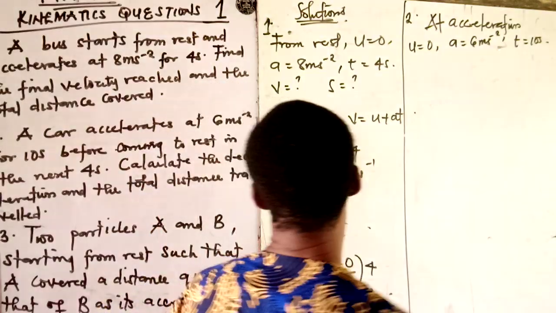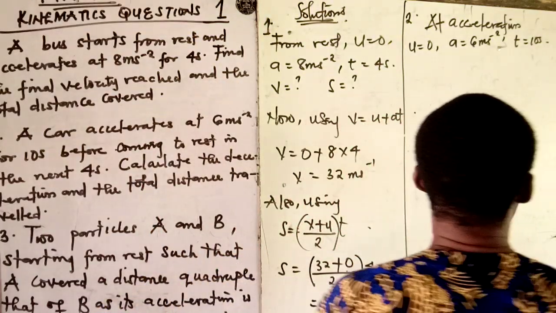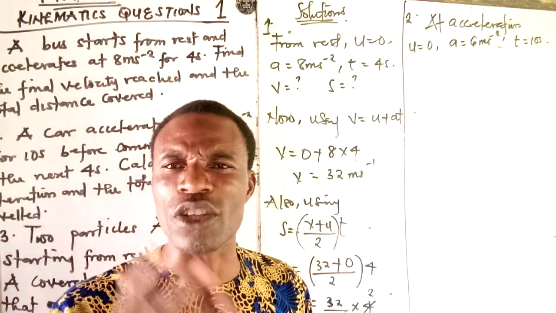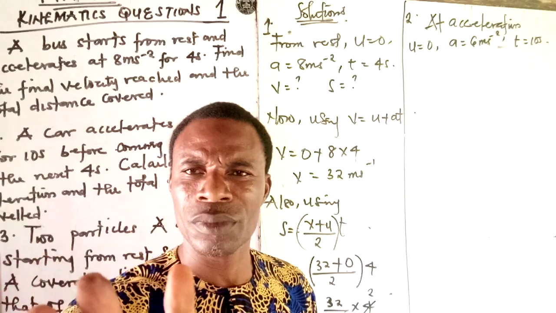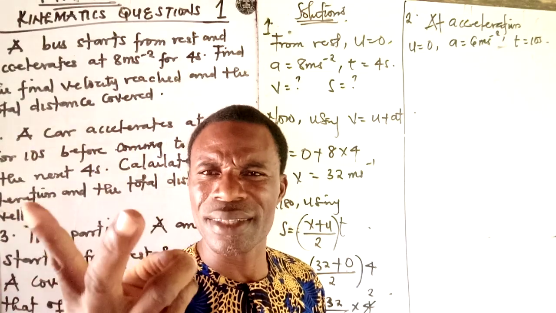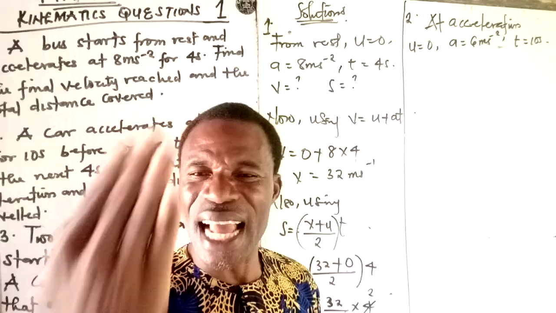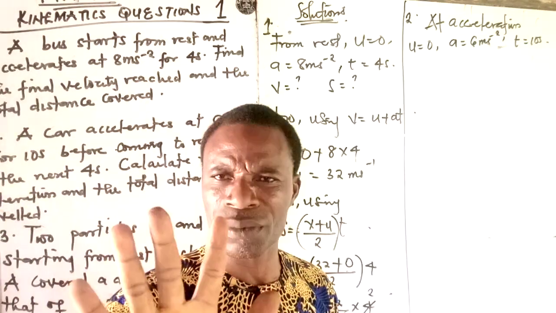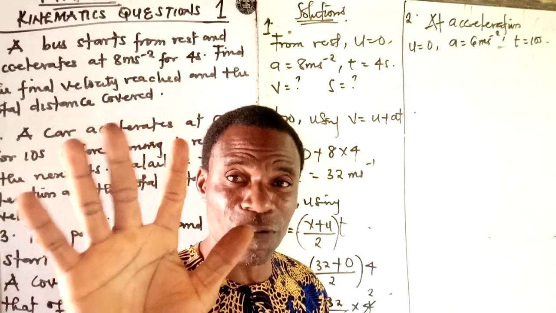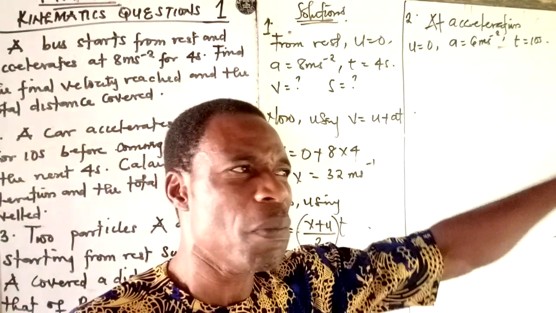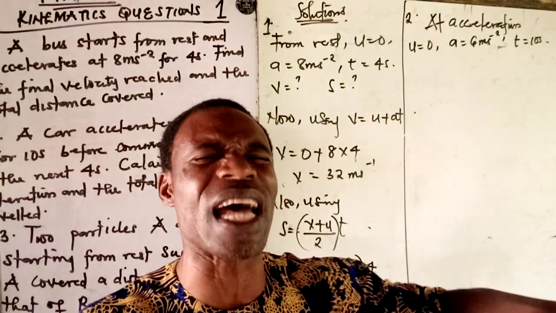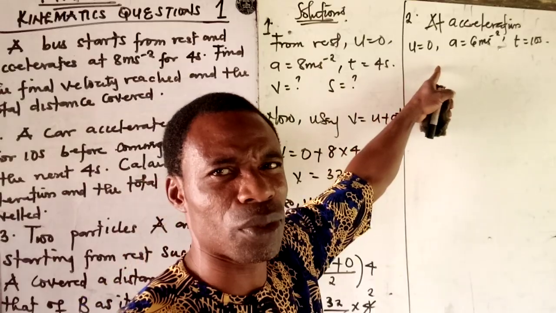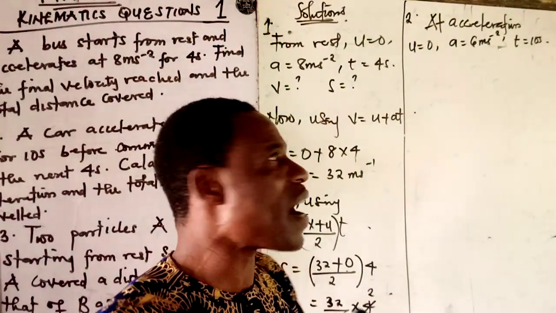Now, I told you, in any rectilinear motion, the 5 ingredients of motion must be sought for. U, V, A, T, S, the 5 must be sought for before anything at all, before visiting any other form of motion. This is accelerating motion. So you visit the 5 first.